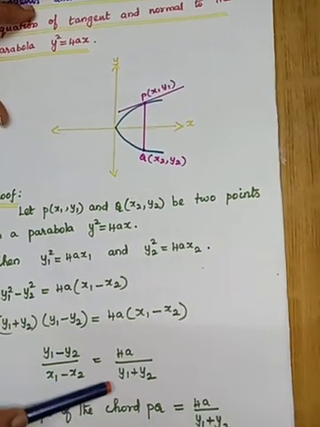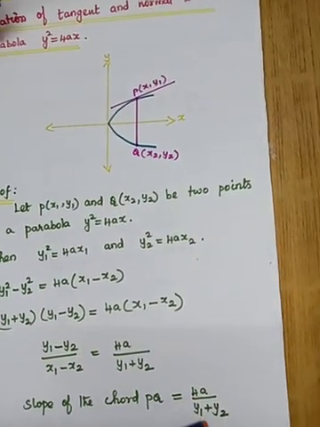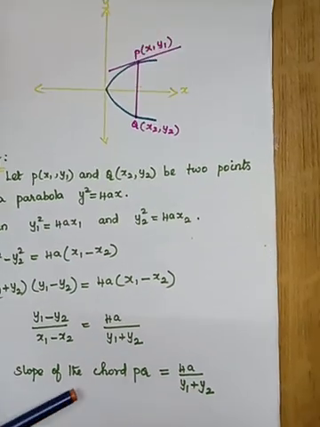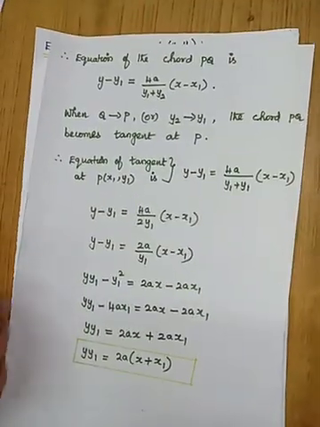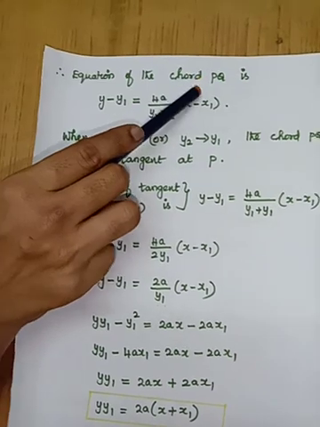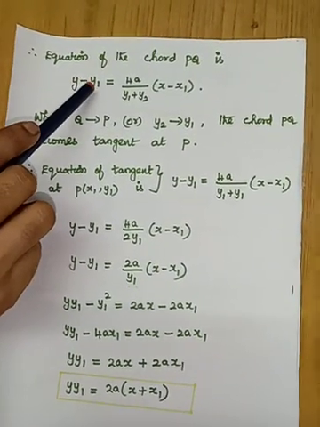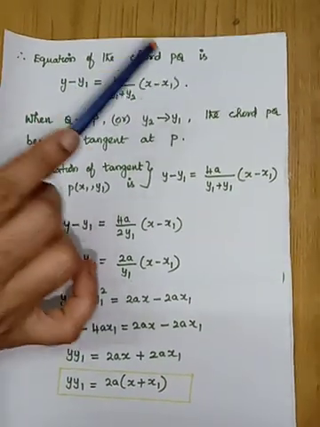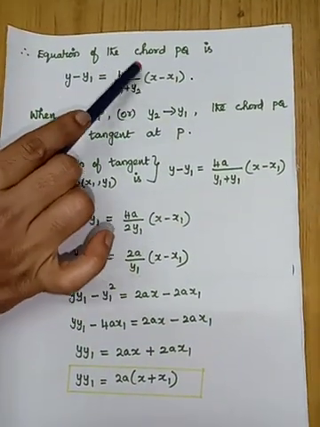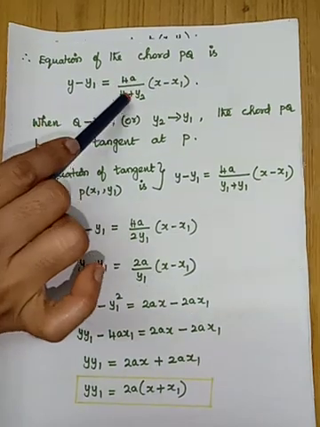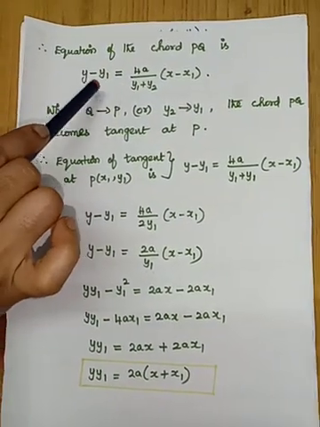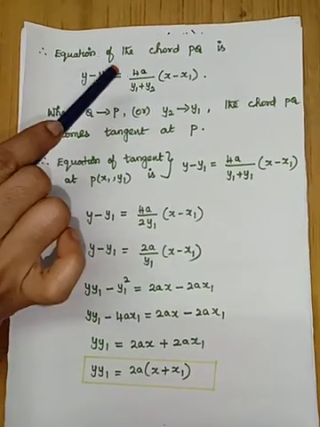So the slope of the chord is nothing but 4a by y1 plus y2. So using the slope, we are going to write the equation of the chord PQ. You can use the formula y minus y1 is equal to m into x minus x1. Here we know the slope of chord PQ, so I have substituted here. So this is the equation of the chord PQ.